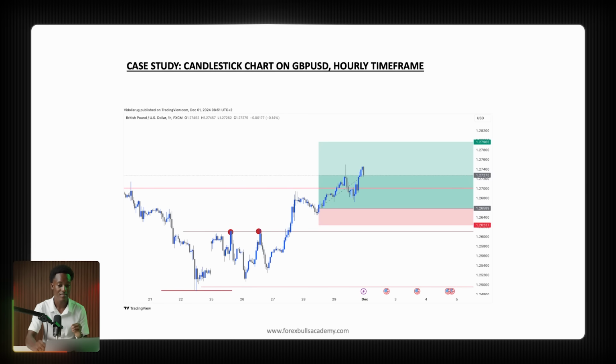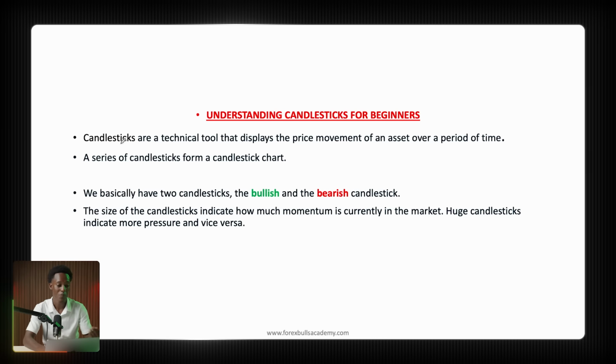But for candlesticks, you tend to get even the smallest details, and that's why most traders choose to use candlestick charts. And with that, let's understand what a candlestick is. Candlesticks are a technical tool that displays the price movement of an asset over time. So it's just a technical tool. And as we shall discuss, we shall look at what we call technical analysis. That's why we decided to use technical, okay?